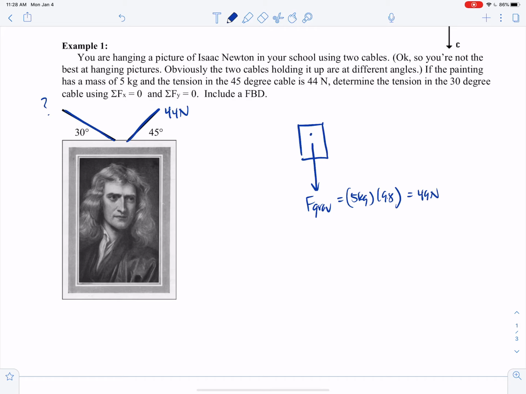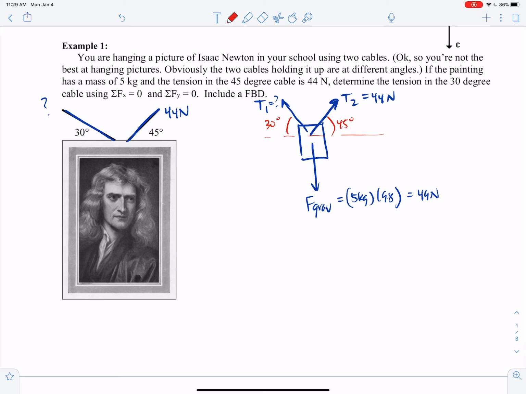It will also be pulled up and to the right and up and to the left. I'm going to call these T1 and T2, T for tension. I already know that this is 44 newtons. I don't know what this one is. That's my question mark. And I know these angles. This is 45 degrees. This is 30 degrees. So there's my free body diagram.